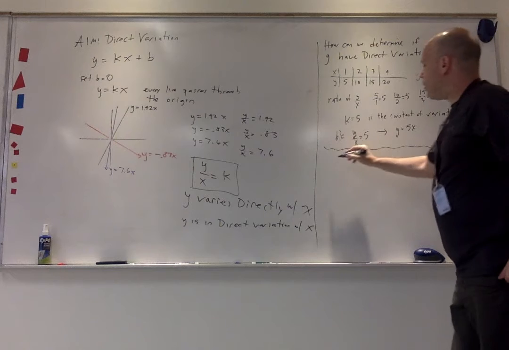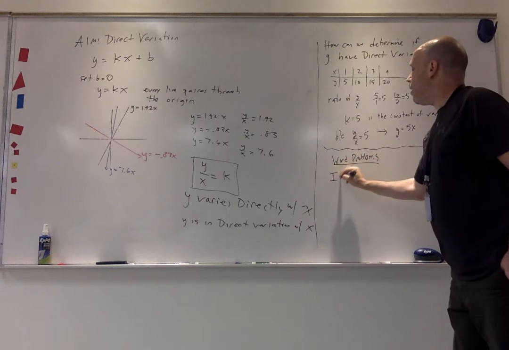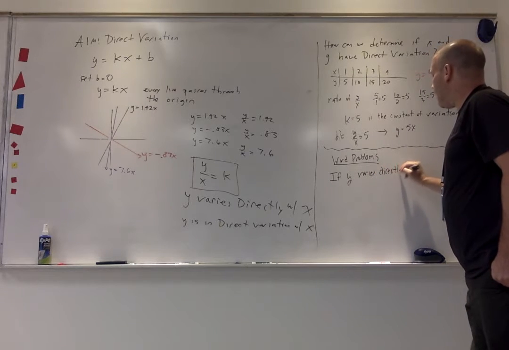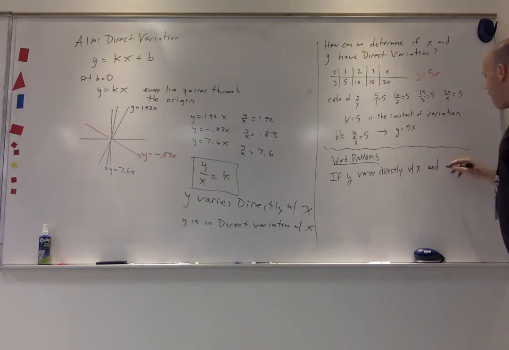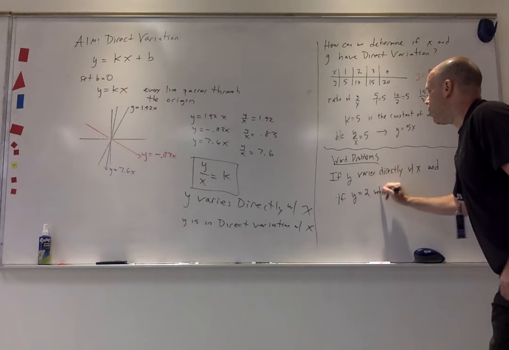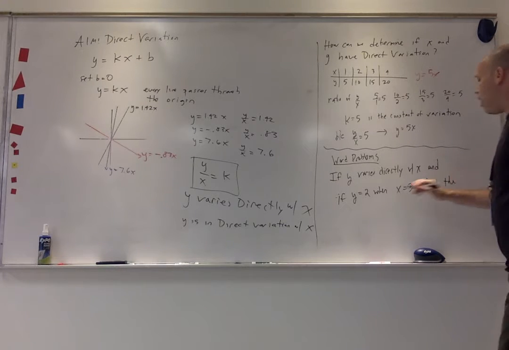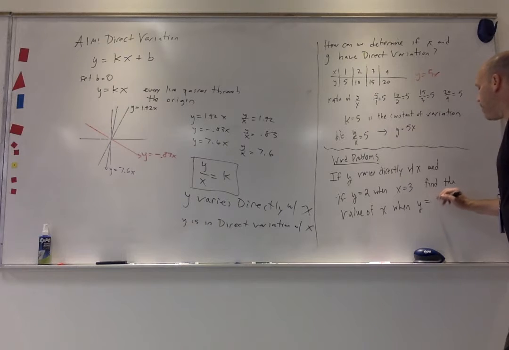Word problems. Let's see, word problems. Well, the first word problem you might see: if y varies directly with x, and if y equals 2 when x equals 3, find the value of x when y equals 12.